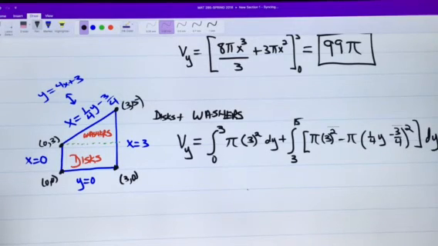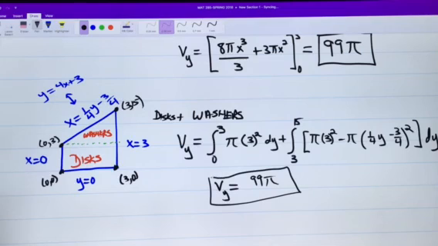And I would very much rather be using the method of disks in this particular case. And if you were to add up these sections, your total is still going to come out to 99 pi cubic units. Okay, same result, just as accurate, but a whole lot more work involved.